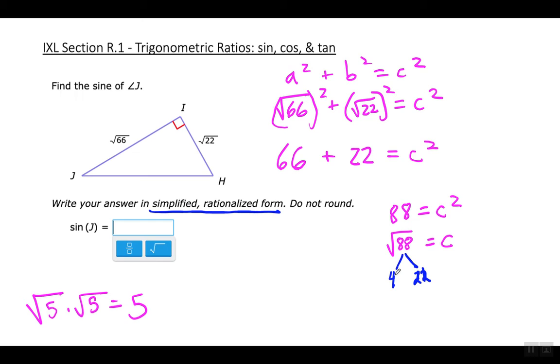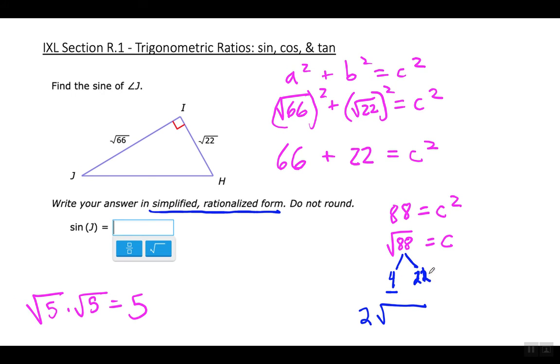The factors are the numbers that you multiply to get 88, right? So look, 4 times 22 gives me 88. I could get the square root of 4. The square root of 4 is 2. Once you get the square root of a number, the square root goes outside the radical sign. So the 2 will go outside the radical sign.